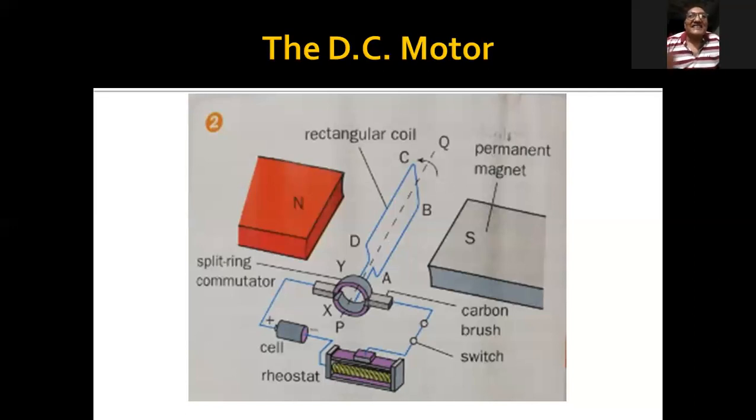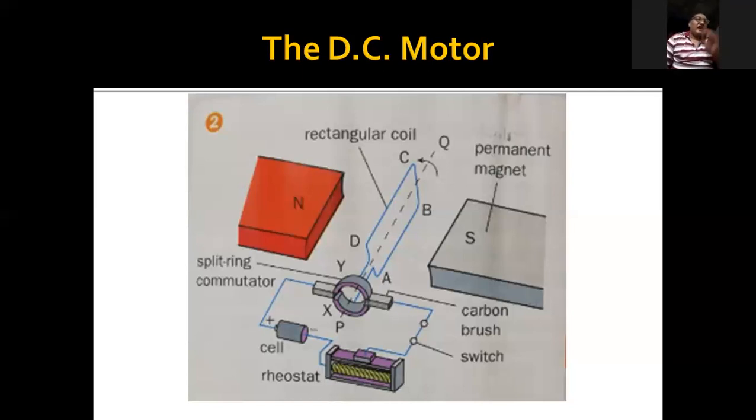Before, the CD was in contact with the negative side of the battery, so the current was flowing from C to D. When the coil moves beyond the vertical position, the CD side of the coil comes in contact with the positive terminal of the battery. So the current starts flowing from D to C.